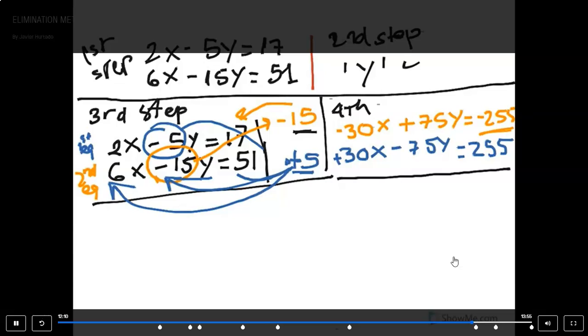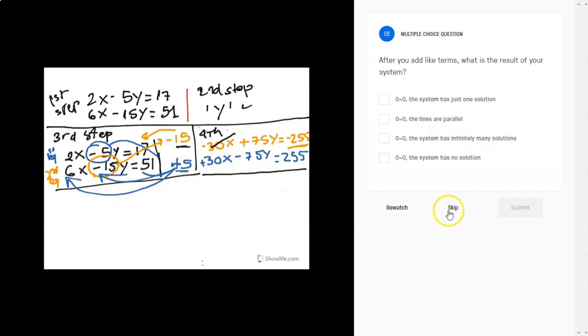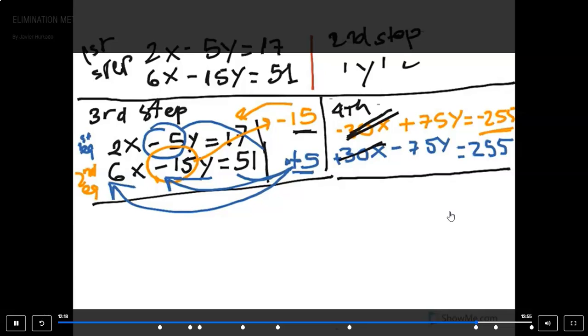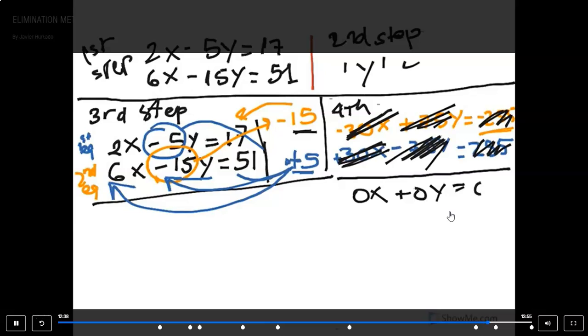So now my next step, I need to eliminate the variable that I was thinking about eliminating, and I have to simplify and add like terms, okay? So what happens? I have negative 30x, they are going to cancel out with a positive 30x. Then positive 75y's are going to cancel out with negative 75y's. So I have 0x plus 0y. And then negative 255 is going to cancel out with positive 255, so I'm going to have 0. In this case, then I have 0 equals 0, okay?